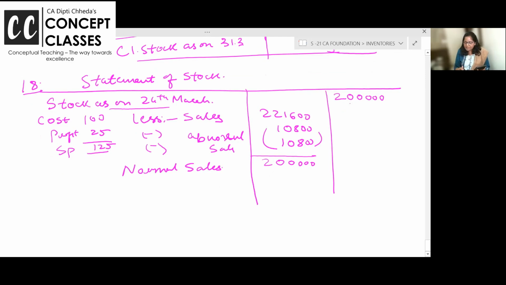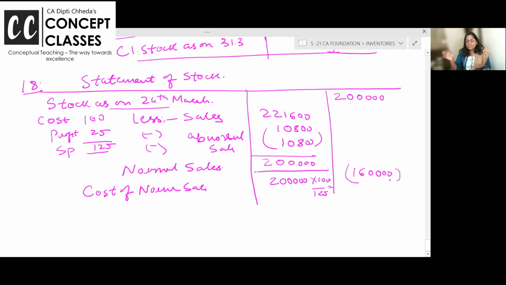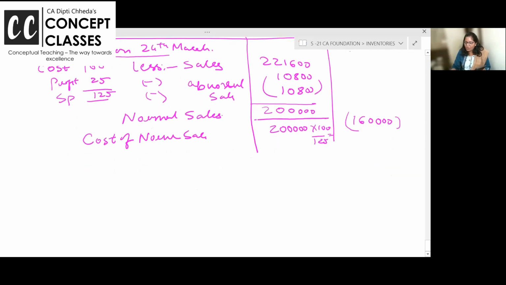If the normal sales is 2 lakh, what will be the cost of normal sales? Cost of normal sales is 2 lakhs into 100 divided by 125. Clear? 2 lakhs into 100 divided by 125 is 160. 160 is the goods which you have sold between 24th to 31st. So remove it. These are your normal sales. And now abnormal sales also I will remove at cost. But let us see what is the cost.